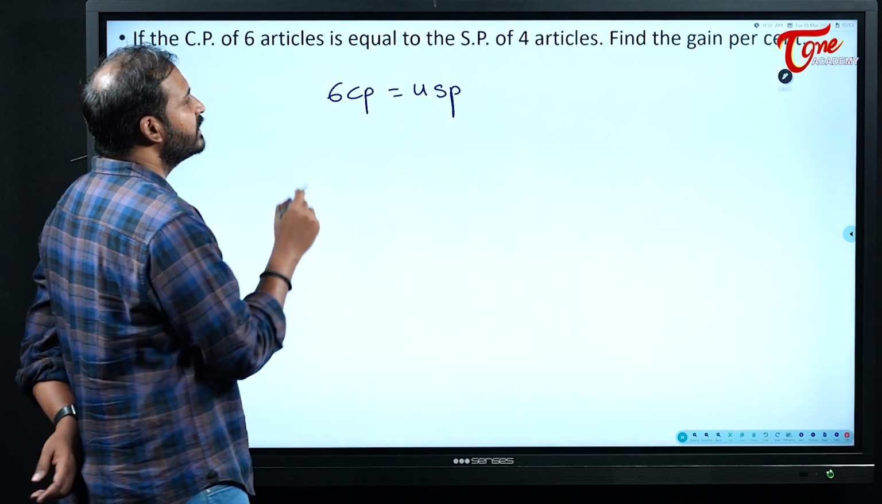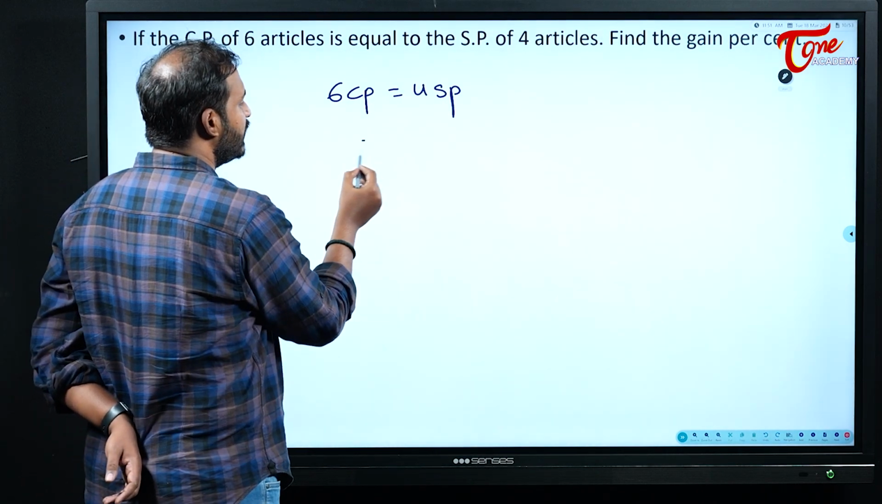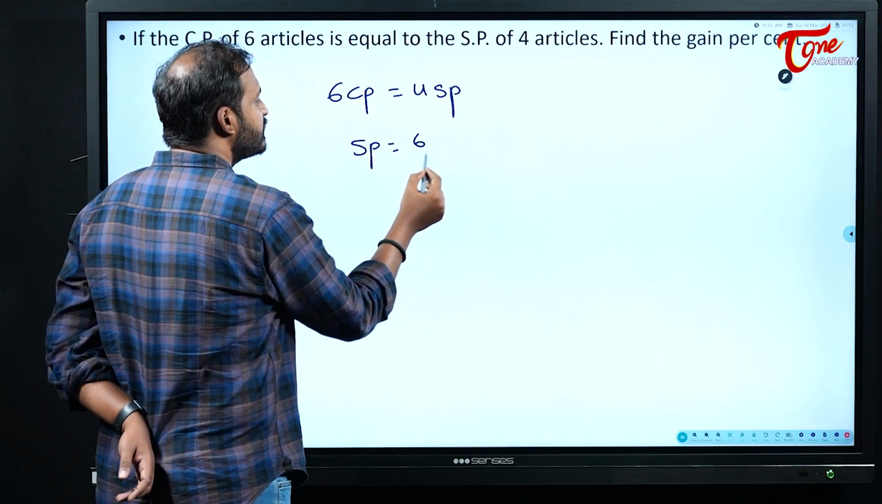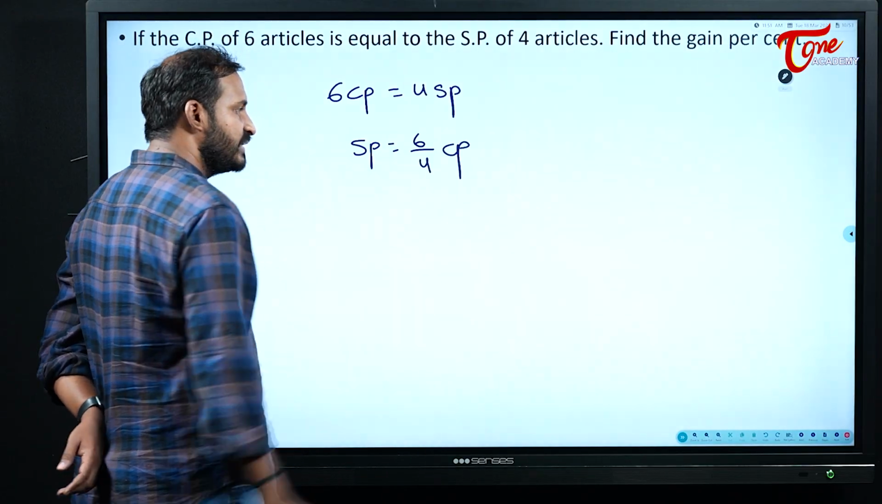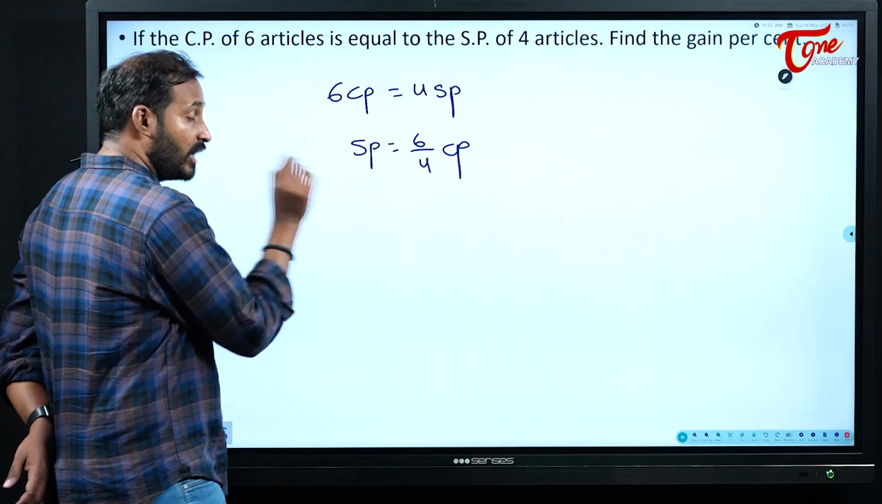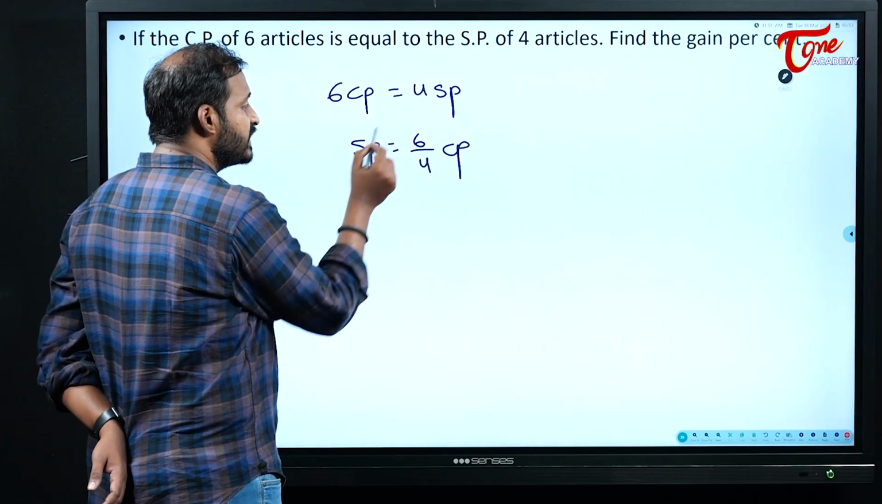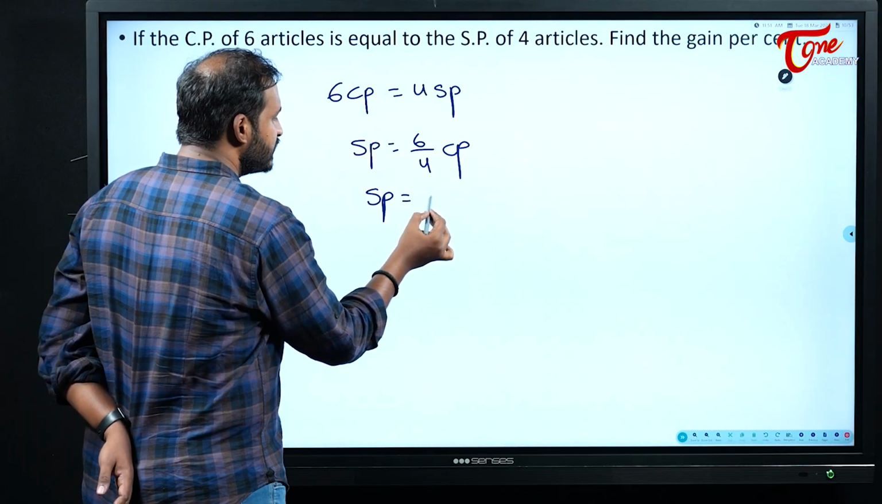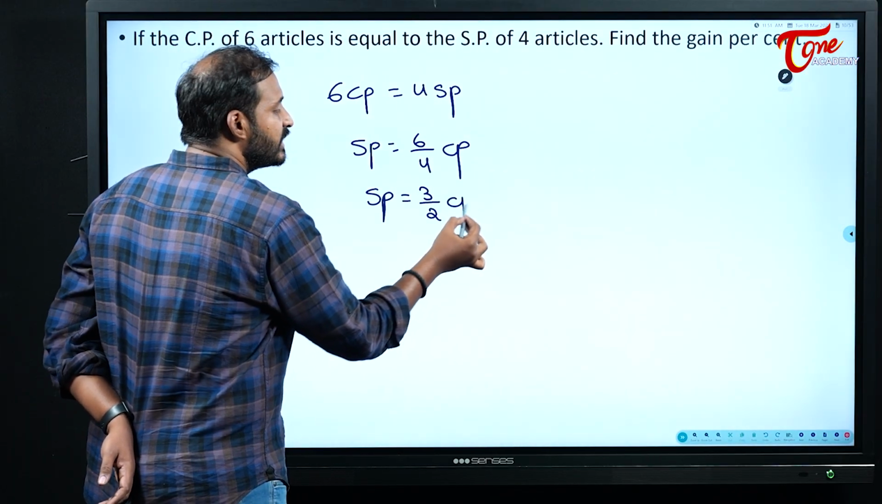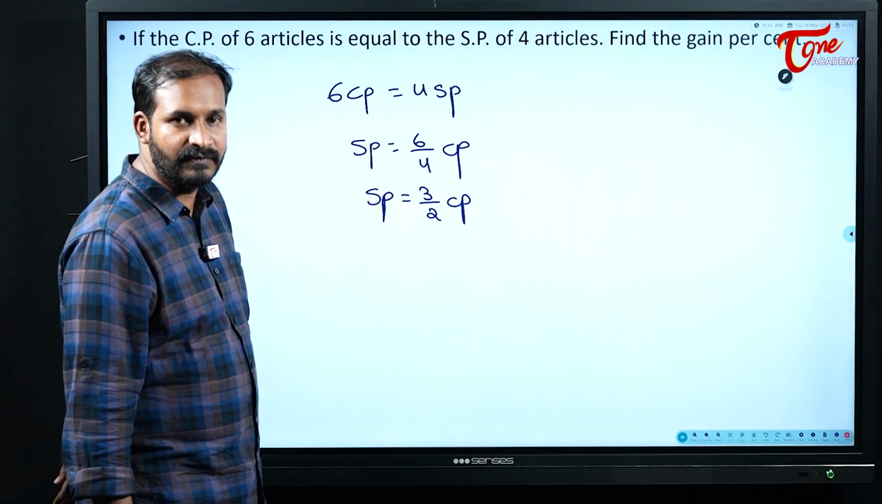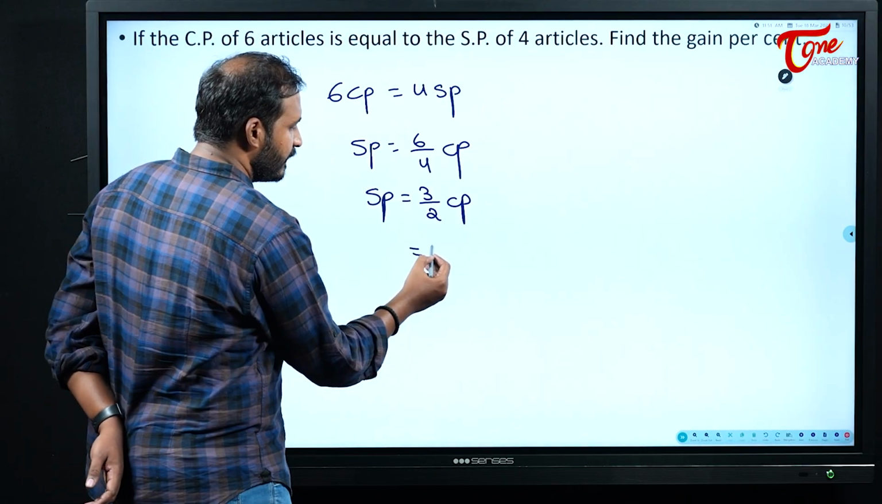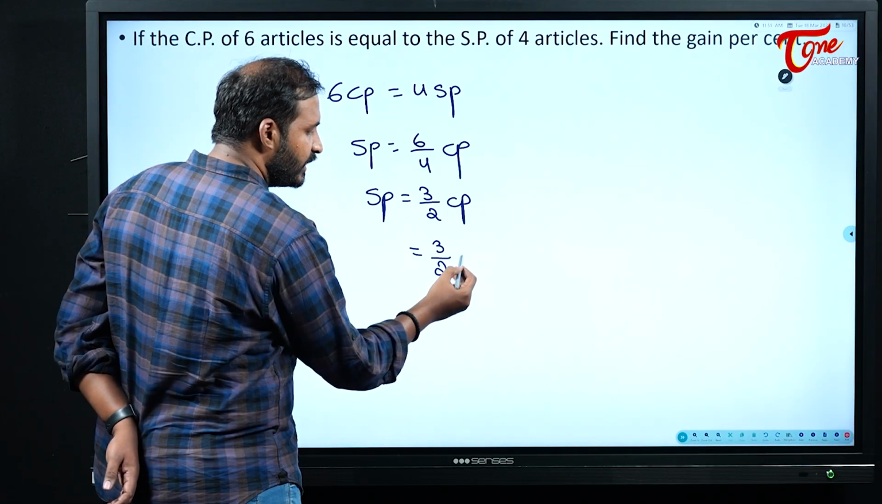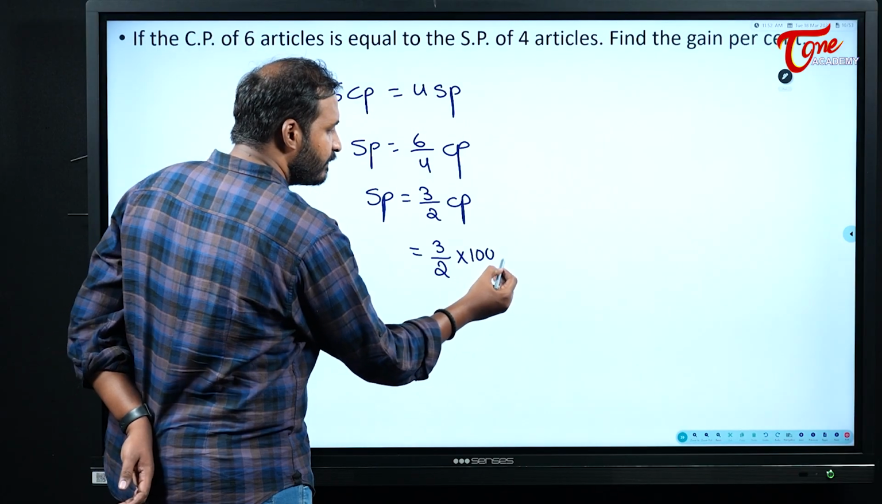Okay. So now what happens? Find the gain percentage. So here what can I write? SP is equal to 6 by 4 CP. Once again I am repeating, always you should write SP in terms of CP. So the SP value becomes what for us here? 3 by 2 CP. What is 3 by 2? 3 by 2 is nothing but 150%. Or else if you know it directly, fine, else multiply it with 100.